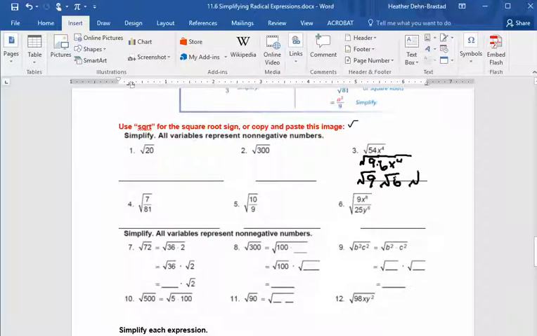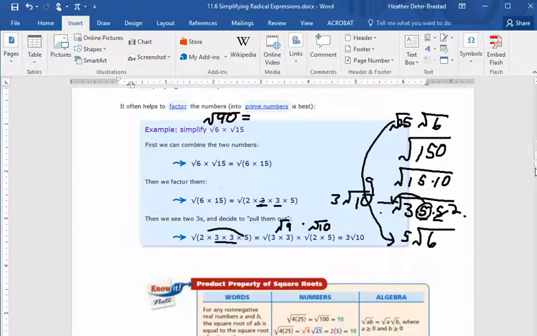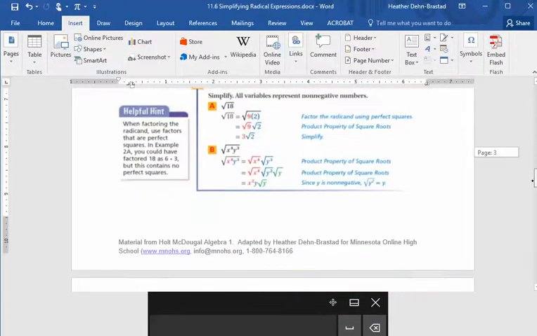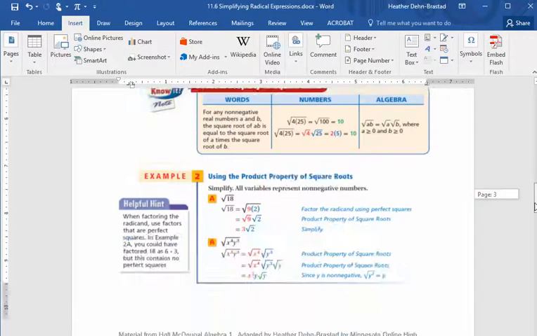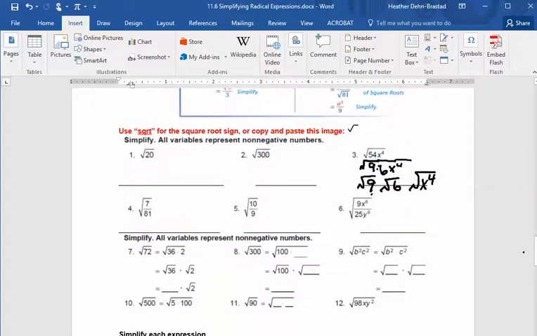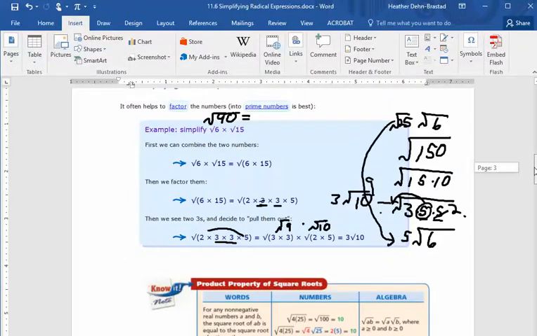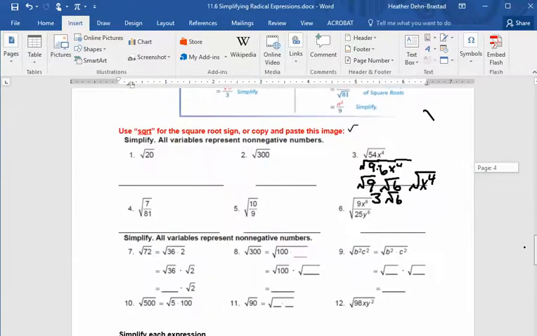And I could write the square root of x to the 4th underneath its own square root sign as well. Now the square root of 9, we know that is 3. And the square root of 6 we can't simplify. And the square root of x to the 4th. So x to the 4th is the same as x squared times x squared.